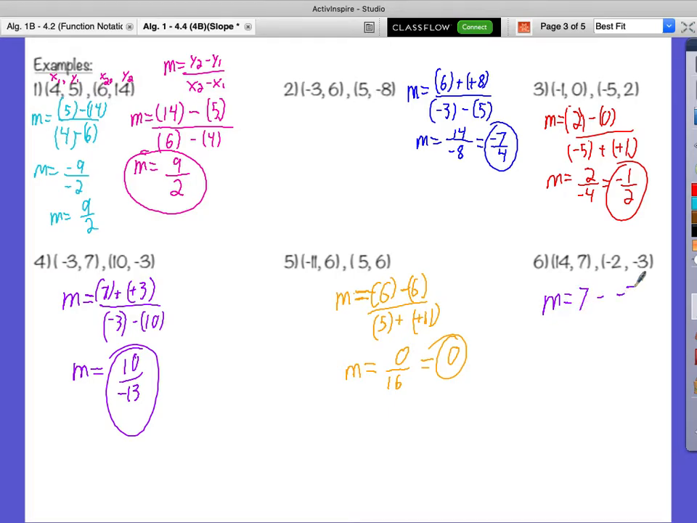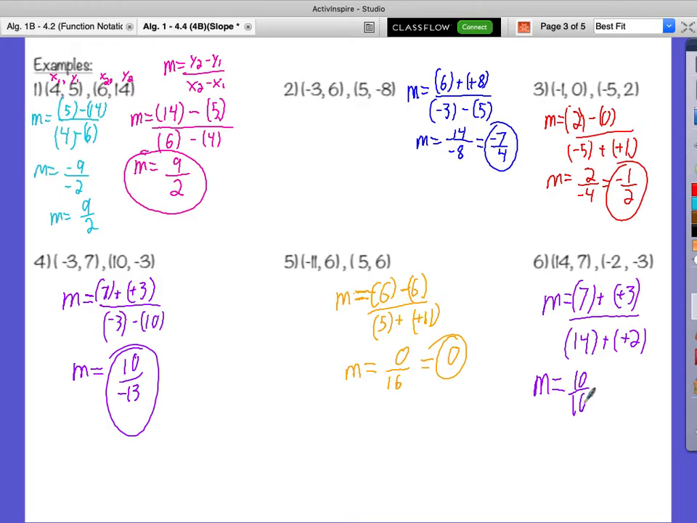7 minus a negative 3. 14 minus a negative 2. We don't have to do it that way, but I think life's easiest for us when we try and put those negatives second, because subtracting a negative is adding a positive. Now we're dealing with positive numbers, and we like positive numbers. What's 7 plus 3? And what's 14 plus 2?